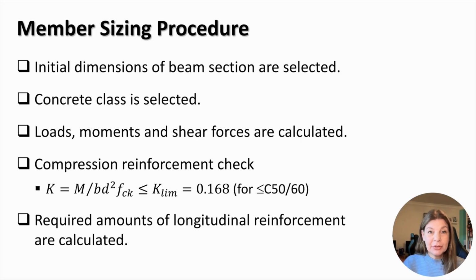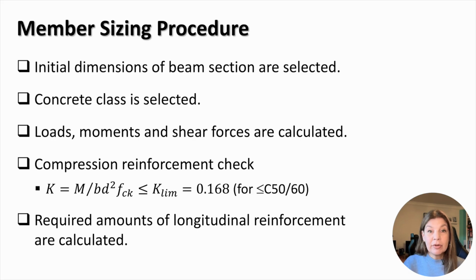The member sizing procedure consists of the following steps. The initial effective depth of the section is selected approximately using a basic span-to-depth ratio suitable for the structural member considered. The section breadth is approximately selected to be between a third and half of the effective depth. The class of concrete is selected. The loads applied are calculated. The static analysis of the member is carried out and the moments and shear forces are calculated.